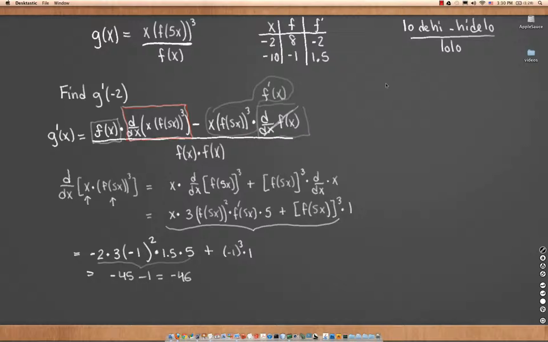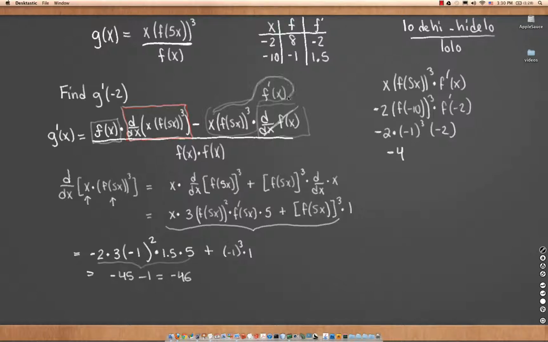What is f of 5x cubed times f prime of x? Let's plug in negative 2. We get negative 2 times f of negative 10 cubed times f prime of negative 2. Again, f of negative 10 is negative 1, so this is negative 2 times negative 1 cubed. F prime of negative 2 is negative 2, so this is times negative 2. Multiply this all out and you get negative 4. So this last part becomes negative 4.